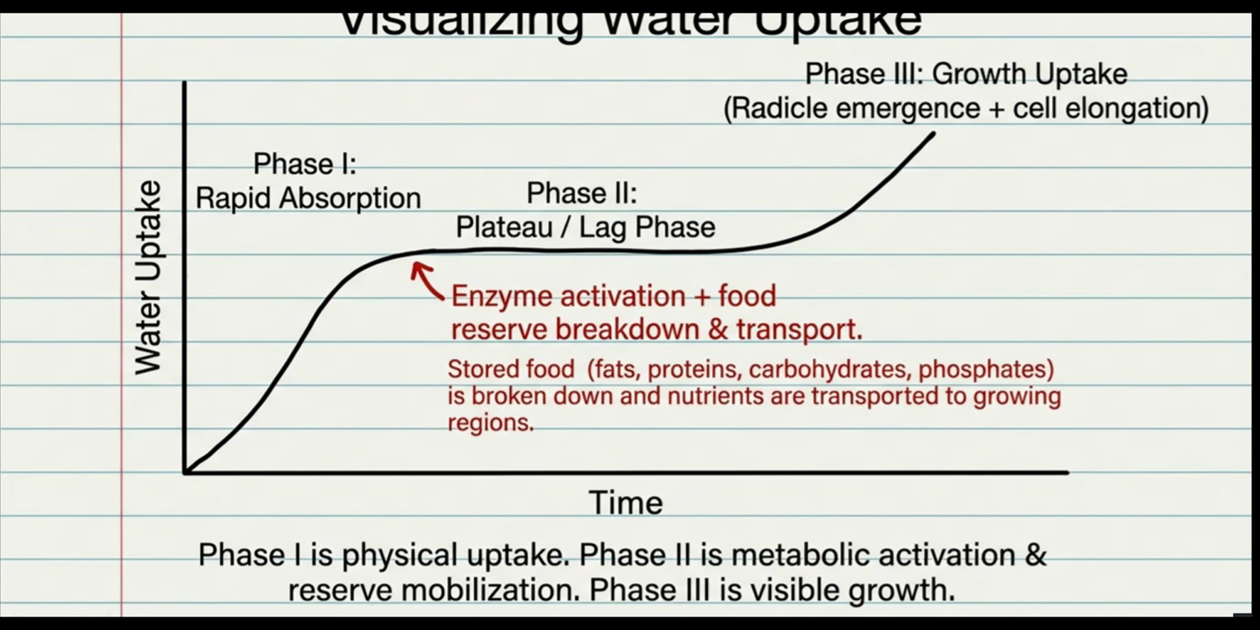Water uptake during germination follows a characteristic three-phase pattern. In phase 1, there is rapid water absorption. This corresponds to the initial swelling of the seed. In phase 2, water uptake slows down and reaches a plateau. During this phase, major metabolic processes are activated. Enzymes become functional, cellular repair mechanisms begin, and respiration increases. In phase 3, water uptake increases again, coinciding with radicle protrusion and active cell expansion.